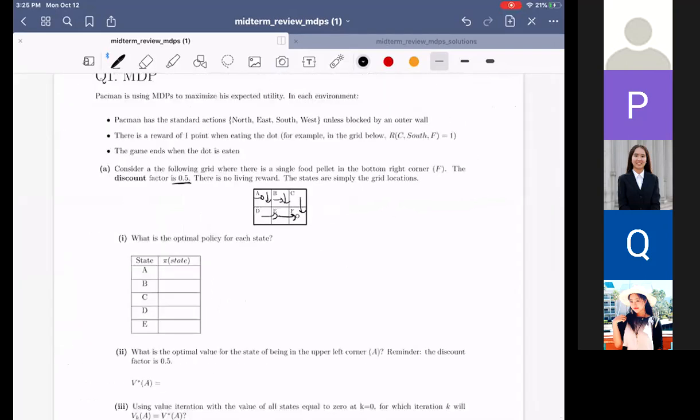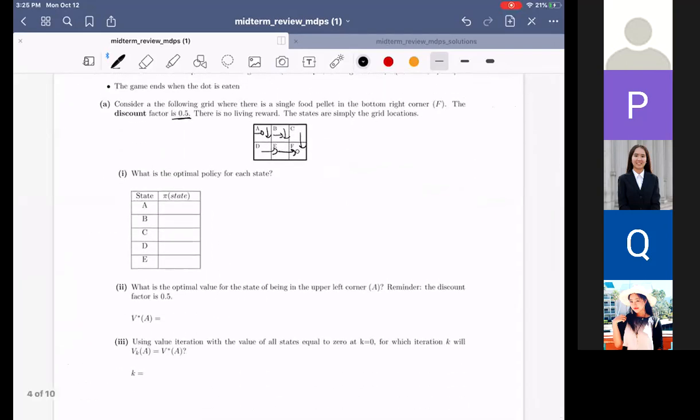Okay, cool. Yeah, that is the optimal policy. We're now going to figure out what the optimal value is for the state A using this discount factor of 0.5. So once again, you can take a minute to do it. And when someone has an answer, feel free to type it in chat or explain to me how you did it.